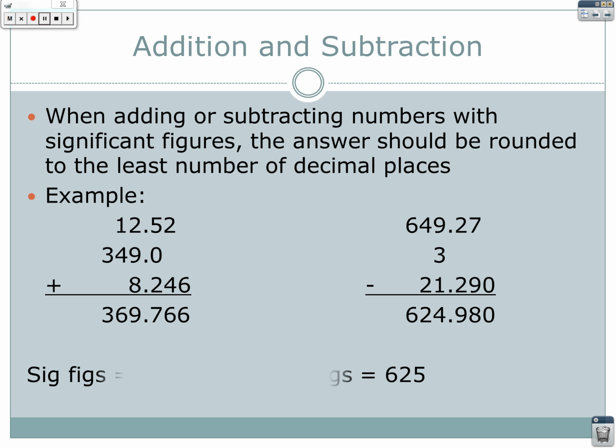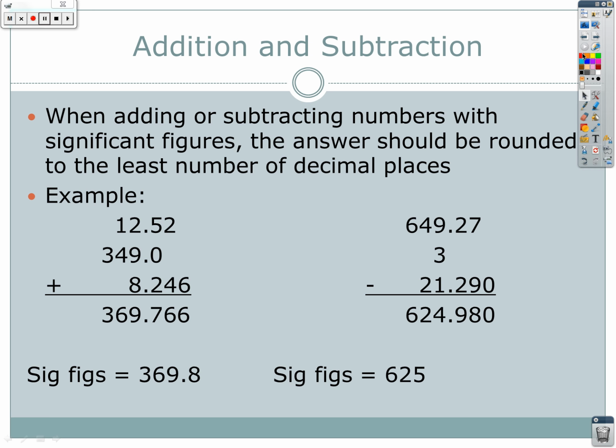Alrighty, and sig fig wise, for 369.766, the answer here, 349.0 only goes to the 10th place, so our answer can only go to the 10th place. Therefore 7 is where we have to stop. 6 is greater than 5, so you're going to round up 7 for a total of 369.8.